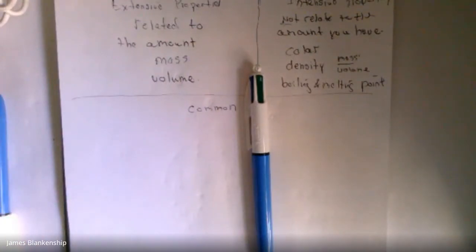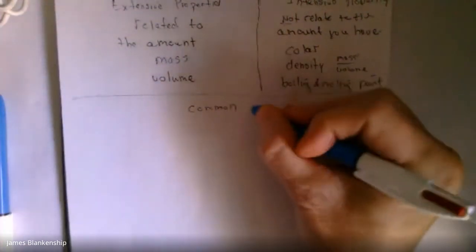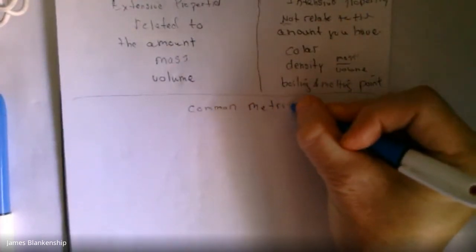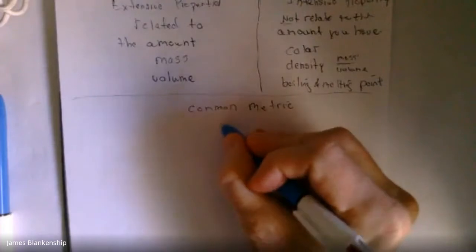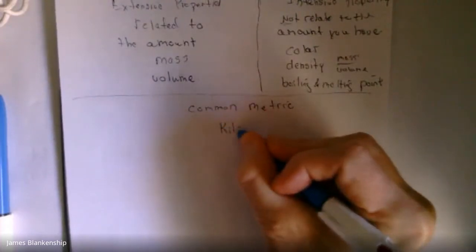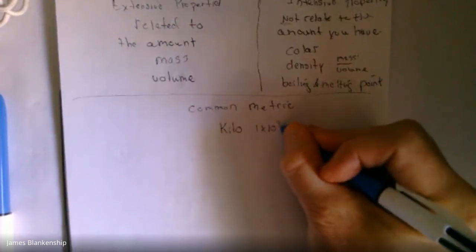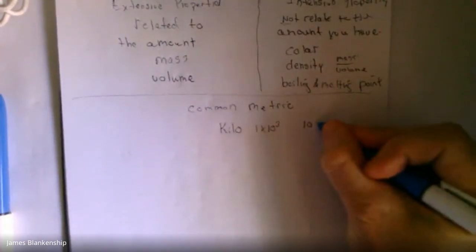So that will give you a link to all the metric prefixes, but I'm going to talk about the common metric prefixes. These are going to be the ones that you are going to see in chemistry. The first one is going to be kilo. And kilo means 1 times 10 to the third. So basically that means 1,000.